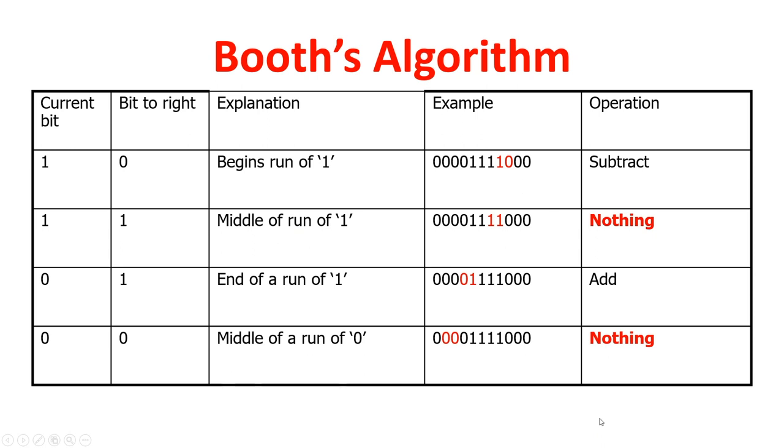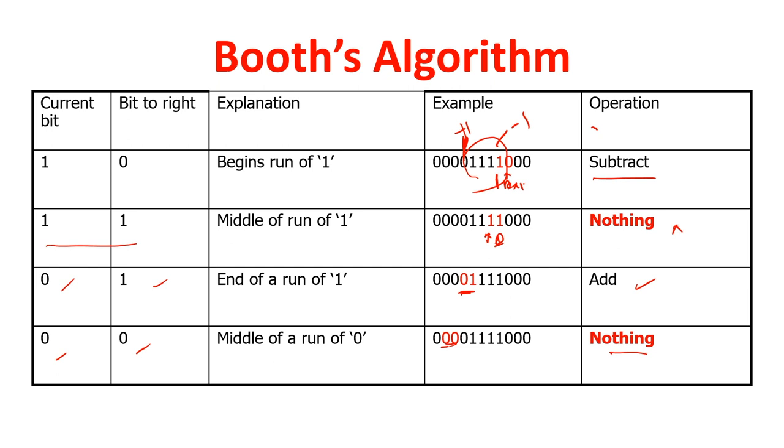Let's look at a clear example. Suppose the current bit is 1 and the next bit to the right is 0, 1 0, then subtract. If both are 1, 1 1, then do nothing. If the current bit is 1 and the next bit is 1, do nothing. If the current bit is 0 and the next bit is 1, the 0 1 case, do the addition. And if both are 0, again do nothing. So in this case, this gets converted into minus 1 and this 0 gets converted to plus 1.